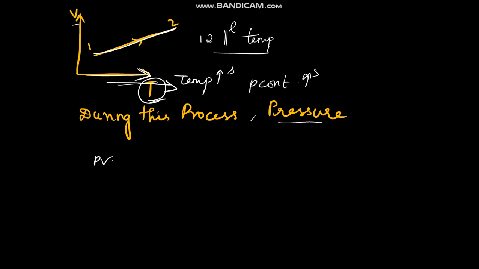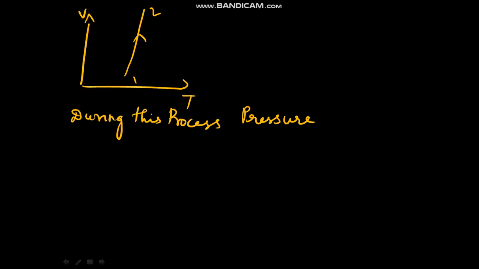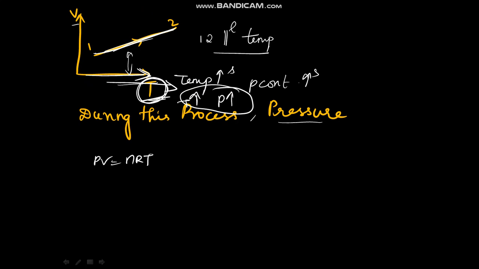See, PV is equal to nRT. Okay, this line is parallel to temperature. If temperature keeps on increasing, pressure also keeps on increasing. So this thing you must remember. So along the parallel thing you must see. Because see here that temperature keeps on increasing. So pressure is directly proportional to temperature. So if temperature increases, pressure also increases.